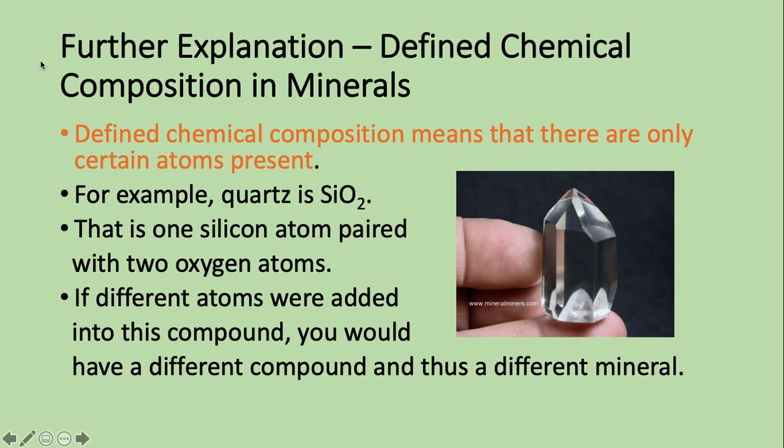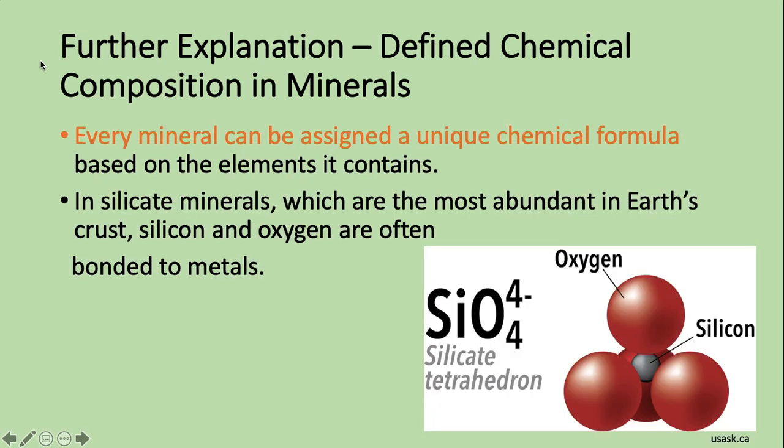So a little further explanation about defined chemical composition in minerals. That means that there are only certain atoms present. For example, quartz is SiO2. That's one silicon atom paired with two oxygen atoms. If different atoms were added to this compound, you would have a different compound and thus a different mineral. Every mineral can be assigned a unique chemical formula based on the elements it contains.